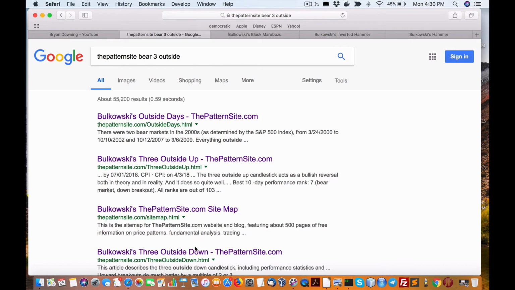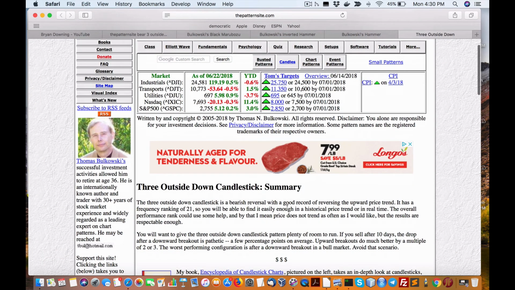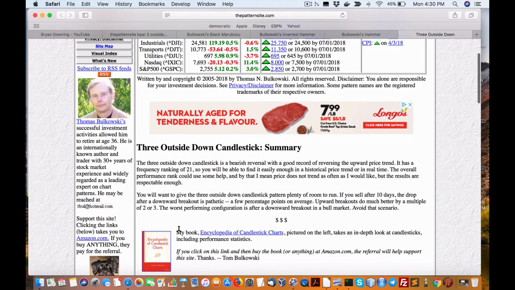Upside down. Yeah, that's what we want here. Bearish reversal with a good record of reversing the upward price trend. Frequency of 21, so you'll be able to find it easily enough in historical data. Could use some help, but it does not trend as often as I'd like. Respectable though. You want to give the 3 outside down candles plenty of room to run. The drop after a downward break is pathetic. A few upward breakouts do much better by scenario 2 or 3.